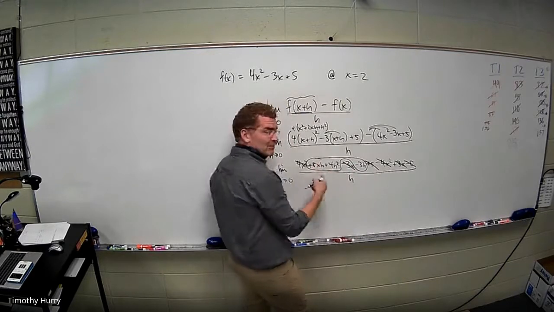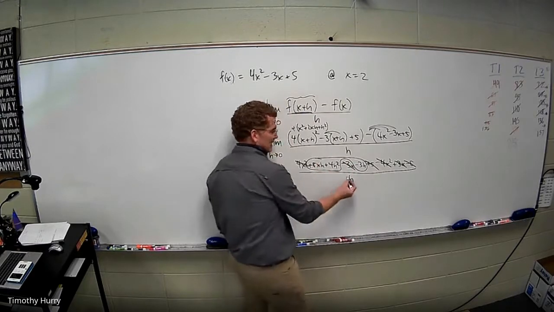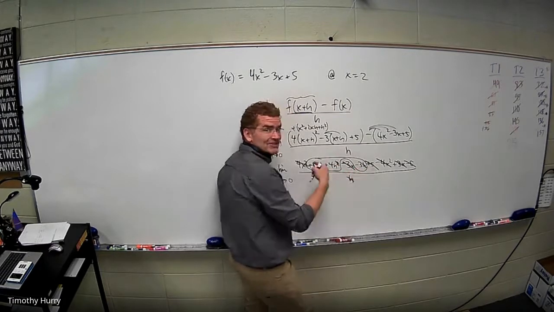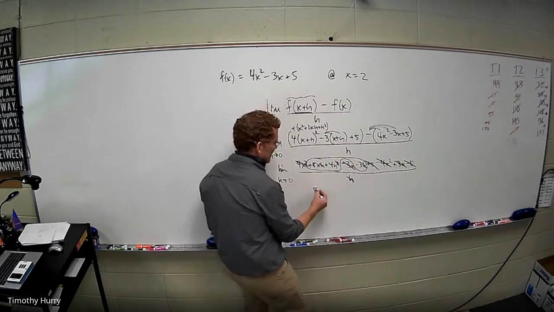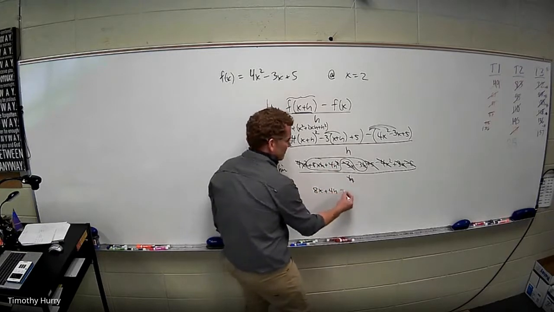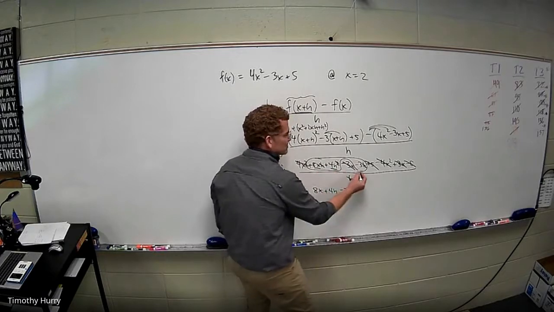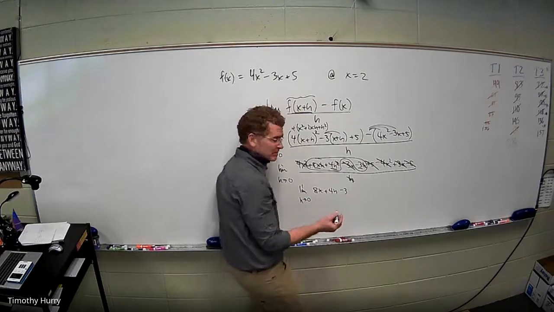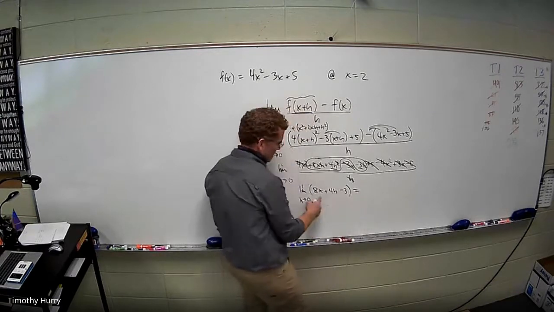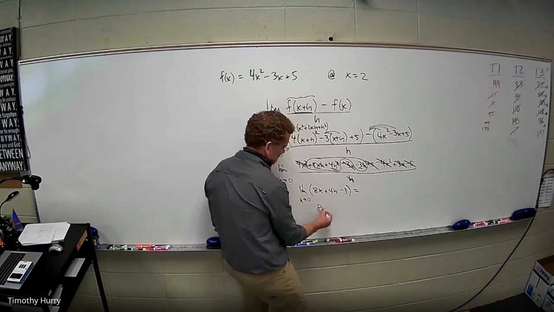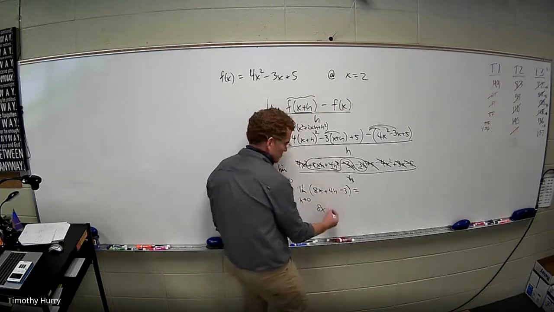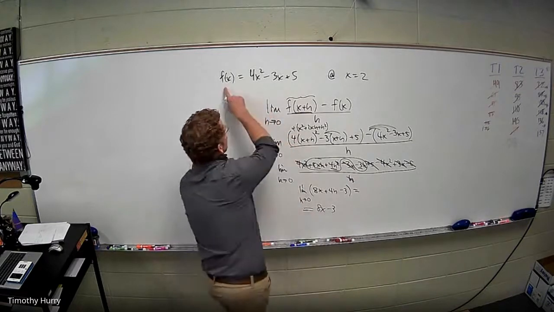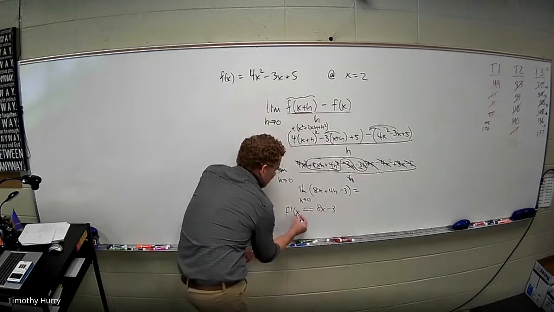So then I'm going to save a step, but if I'm rewriting this, I can cancel 1 h with 1 h there, 1 h there, and 1 h there. That's canceling out the whole thing. So that leaves me 8x plus 4h minus 3. And I can now take the limit of this and not get 0 over 0. So you can see when I take the limit now, I get 8x plus 0 minus 3.